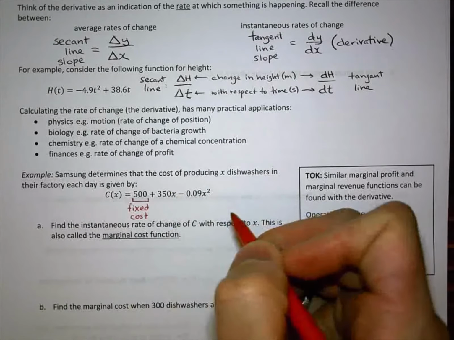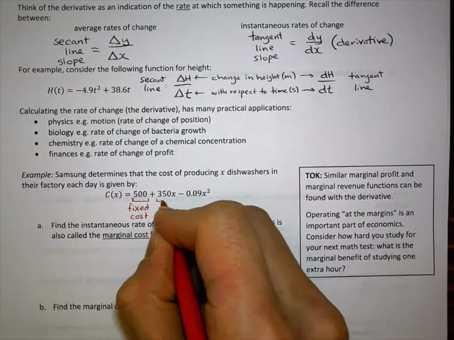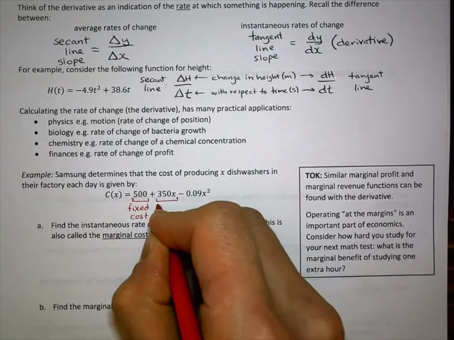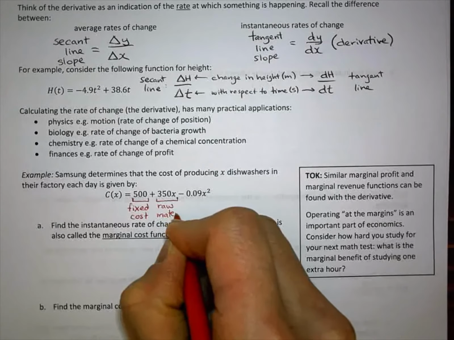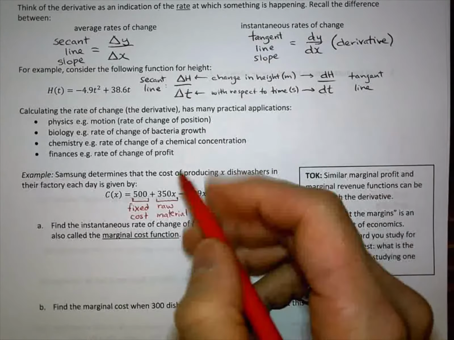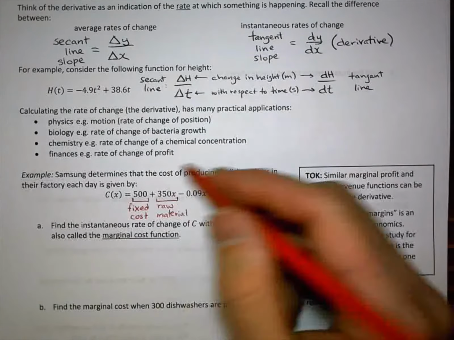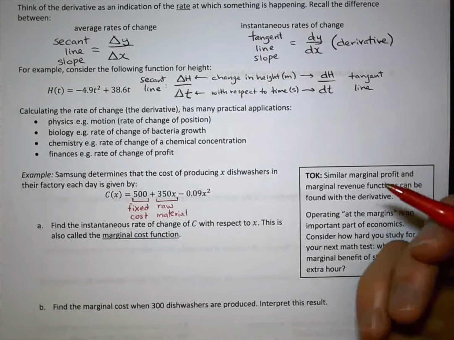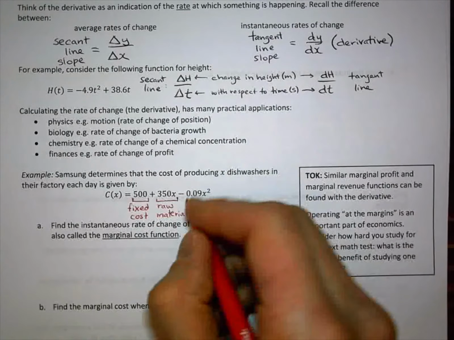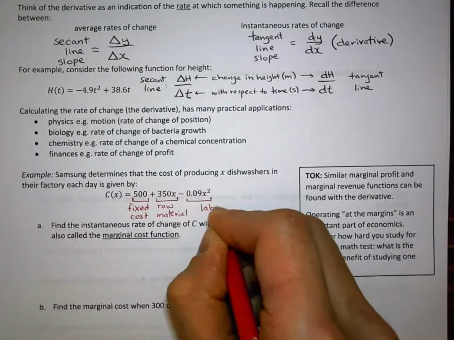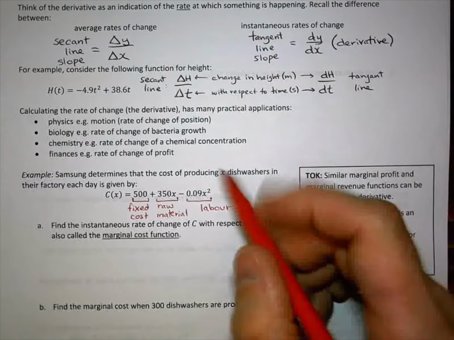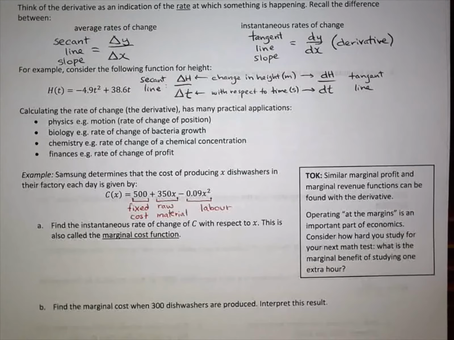x is the number of dishwashers you make. So this is probably something to do with the raw materials. We need sheet metal and plastic to make a dishwasher, so we need 350 whatever times the number of dishwashers. And finally, you have a third term here, and this could be labor, the cost of the people you have to pay. It depends. The more people you have, it gets expensive, but they can do more work.